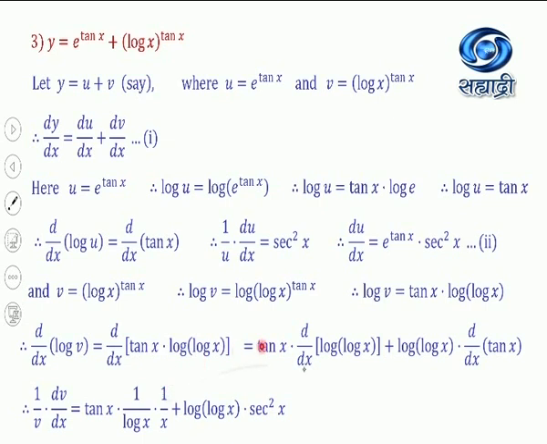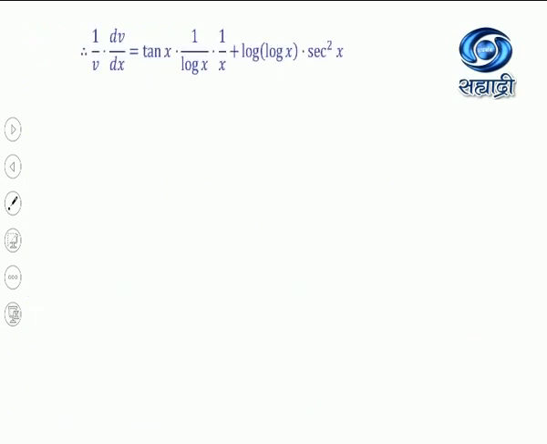Now tan x as it is, derivative of log x can be written as 1 upon log x into 1 by x. Derivative of log x is 1 upon log x into 1 upon x by chain rule. And here log of log x remains the same, and derivative of tan x is sec square x. Now this is our step.